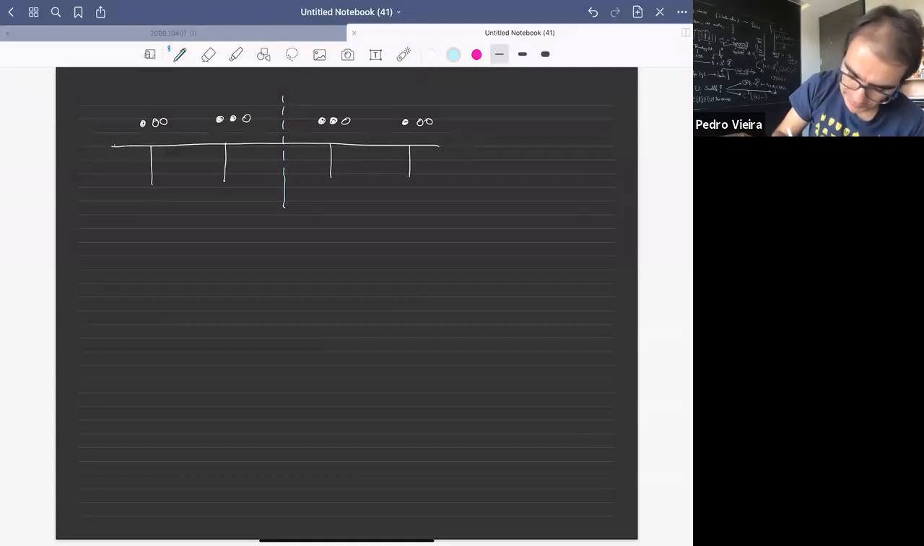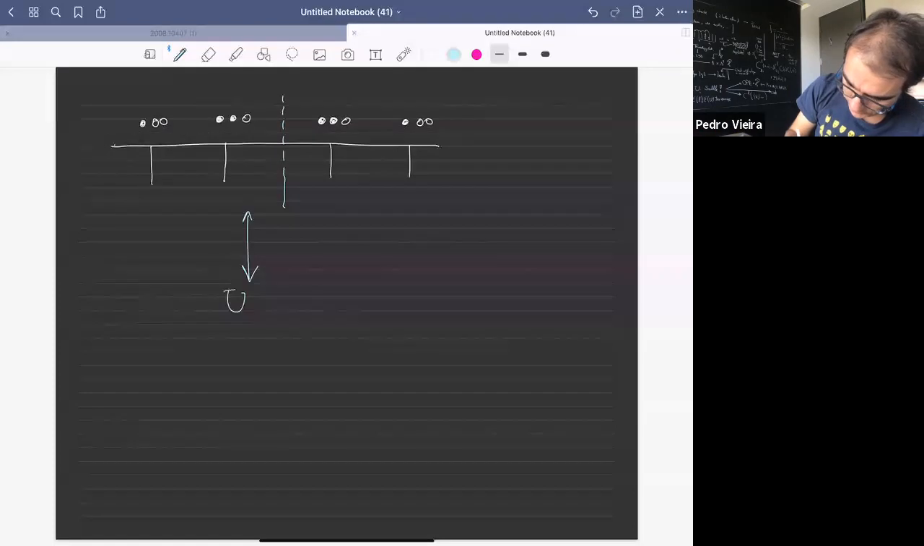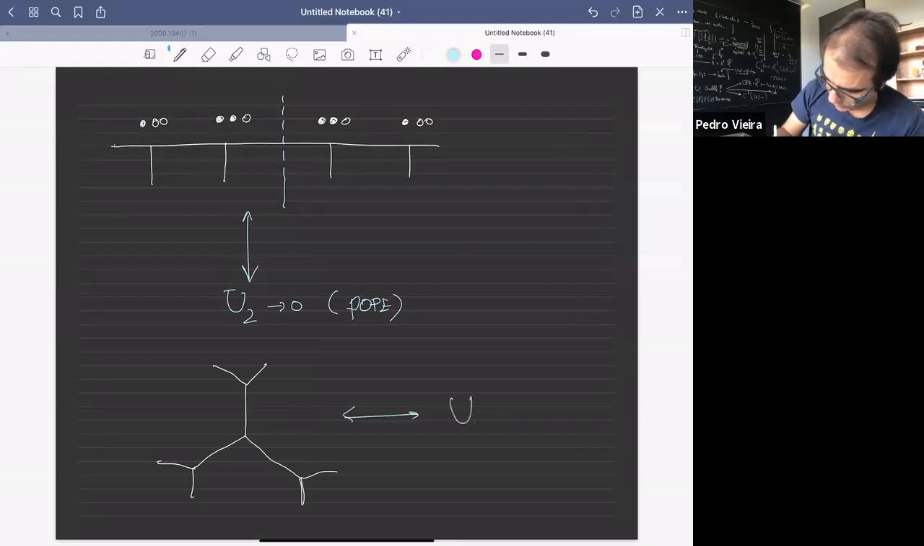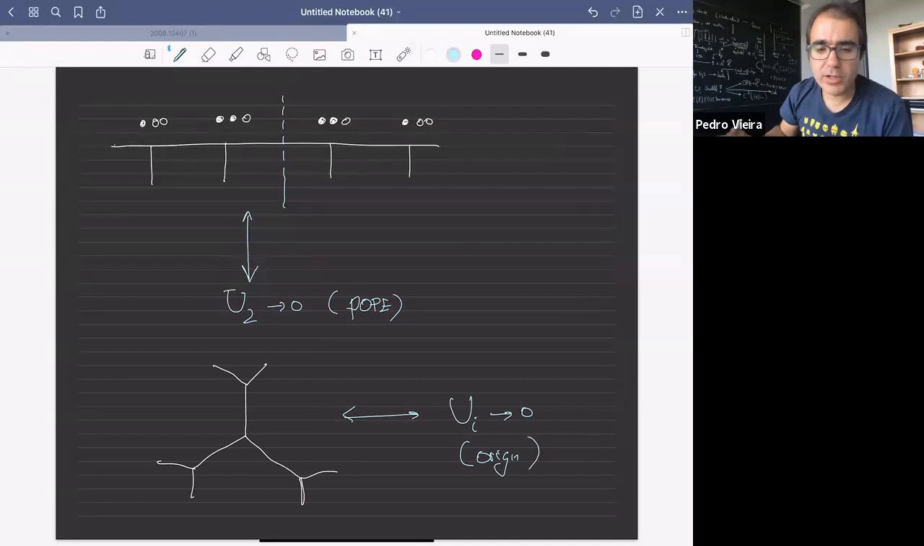So that would be my guess, that this is nice to make contact with the OP limit where U2 goes to 0. This would be the Pentagon OP limit. Whereas the snowflake that we have been discussing today is better to make contact with all cross ratios U_i going to 0. This would be the origin limit. But a priori, both would allow you to have access to all kinematics.